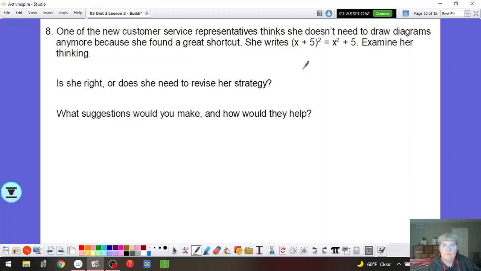So one of the new customer service representatives that works for Optima thinks she doesn't need to draw diagrams anymore because she found a great shortcut. She writes x plus 5 squared as x squared plus 5. Examine her thinking. Well, if we draw a picture, x plus 5 would be a picture like this.